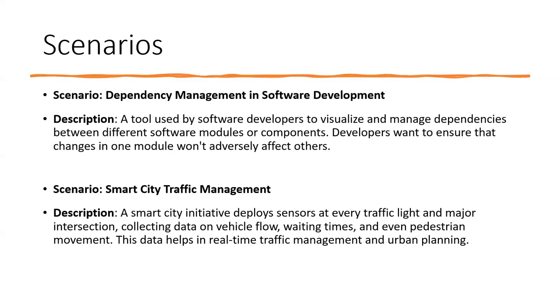Very good. We have seen a smart city initiative that deploys sensors at every traffic light and major intersection, collecting data on vehicle flow, waiting times, and even pedestrian movement. This data helps in real-time traffic management and urban planning. What could be the best choice for smart city traffic management? Well, if you were listening in the previous few scenarios I talked about, the continuous stream of time-stamped sensor data can be effectively stored and queried using a columnar storage system like Cassandra or the Azure Cosmos DB for Cassandra model. These databases can manage large volumes of time-series data and provide insights into traffic.